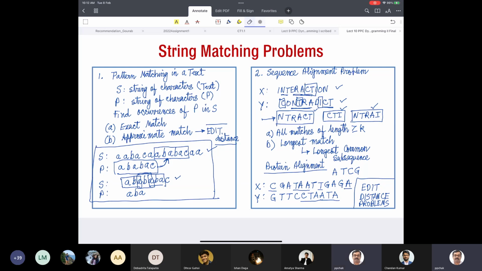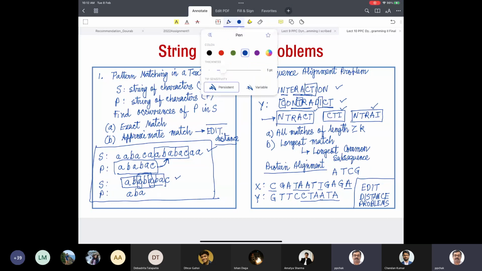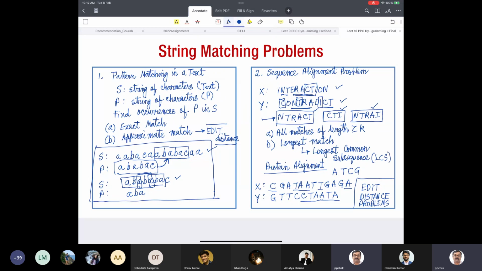Here, our interest is either to find all matches of length greater than or equal to k, or to find the longest possible match. The longest possible match is the famous problem called the longest common subsequence problem. It's a very famous problem in computer science and it is used in many places. This longest common subsequence problem is also used for protein alignment. And as I said, in the more general sense, we use what is called edit distance, and we shall come to it subsequently. Does anybody have any questions at this point?